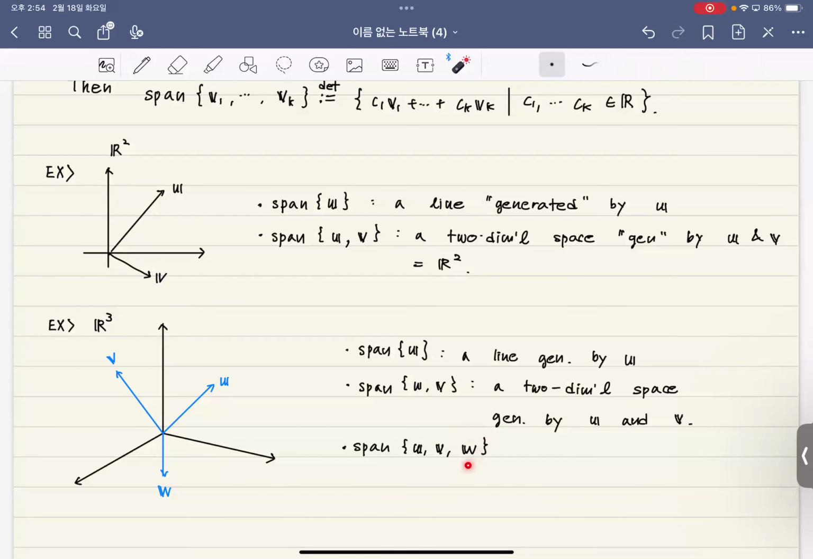Suppose that my last vector, w, is not contained in the two-dimensional plane generated by u and v. In that case, the span of these three vectors would be the entire three-dimensional Euclidean space. Okay. Yeah, some of you nodded.